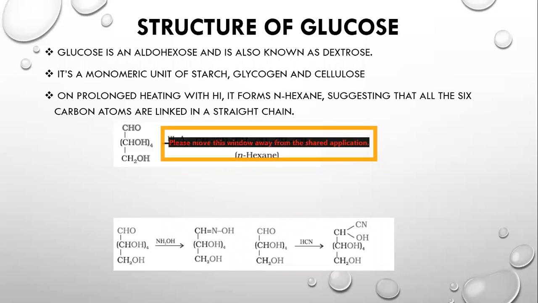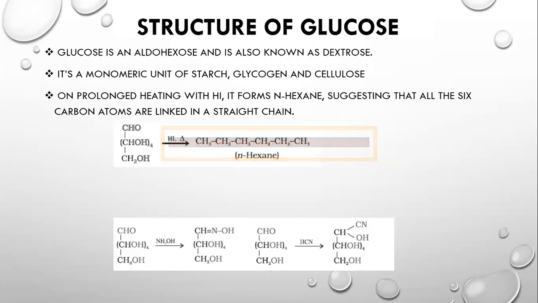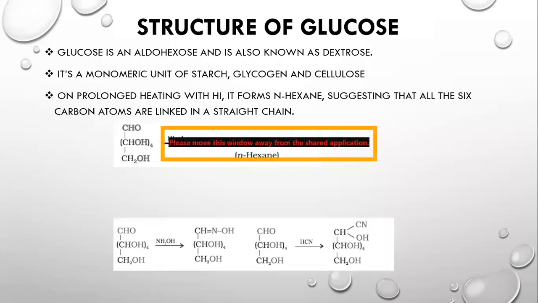CHOH, CHOH, CHOH, CHOH, CHOH, CHOH, CH2OH. Can you calculate the number of hydrogens and oxygens present? So you should write CHO at the top and six CHOH in the middle, and the last one is CH2OH. I'm counting the number of carbons. It's 1, 2, 3, 4, 5, 6, 7, 8.